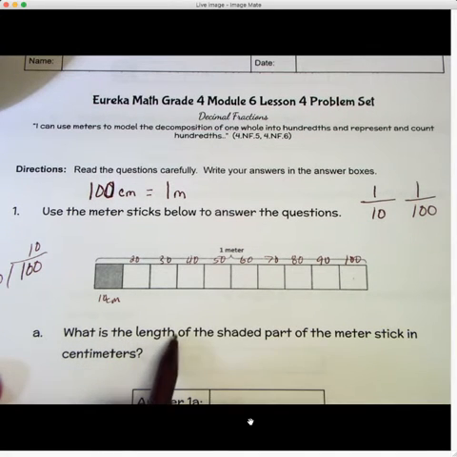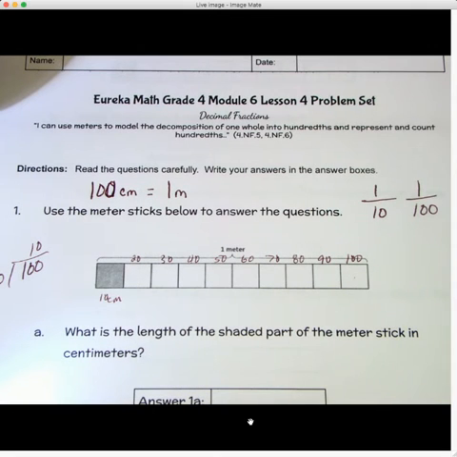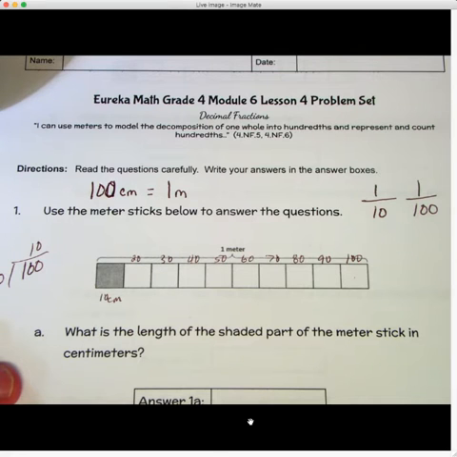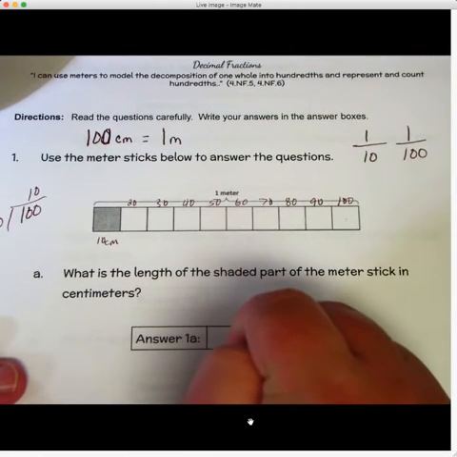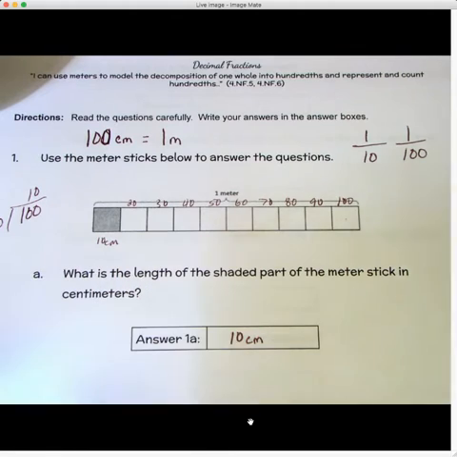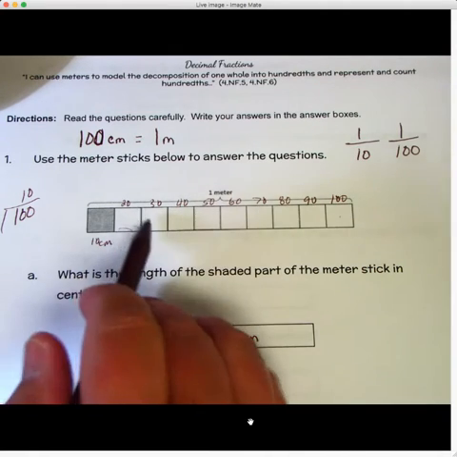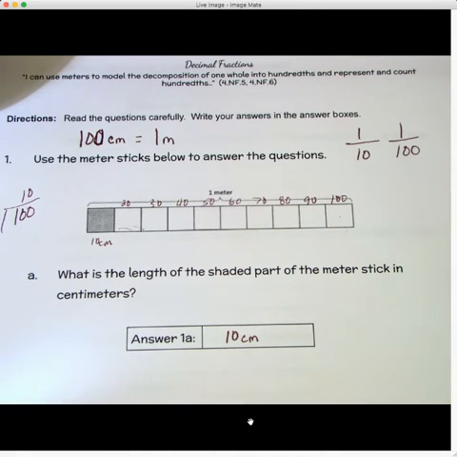What is the length of the shaded part of the meter stick in centimeters? Okay, well, it's 1/10 or 10 centimeters. The length of the shaded part in centimeters, well, it's 10 centimeters because each box equals 10 centimeters. If there were 2 boxes shaded, how many centimeters would there be? There'd be 20 centimeters. If there were 3 boxes shaded, there would be 30 centimeters. If there were 9 boxes shaded, there would be 90 centimeters.